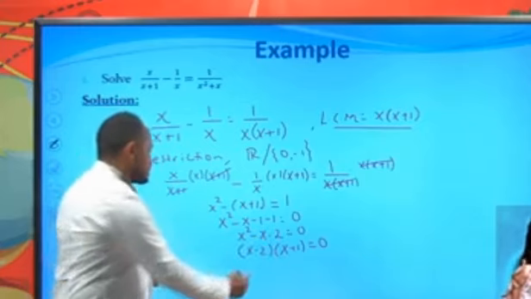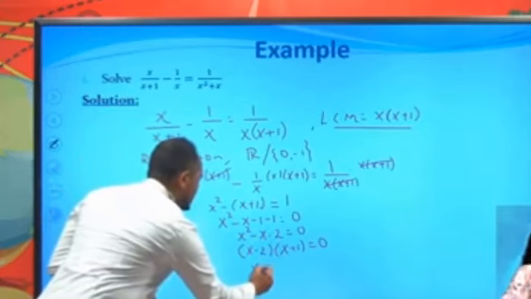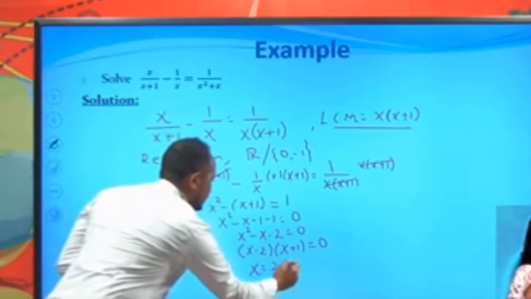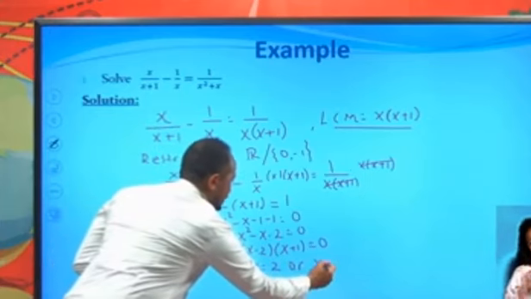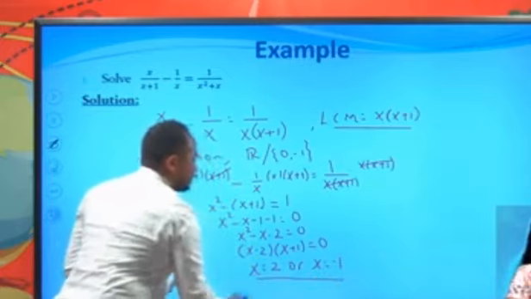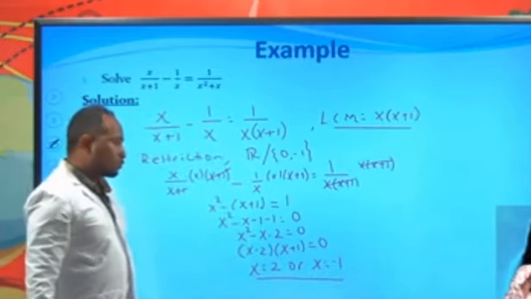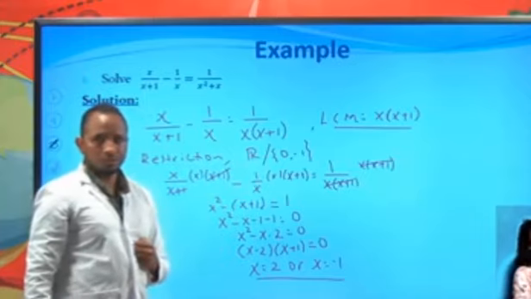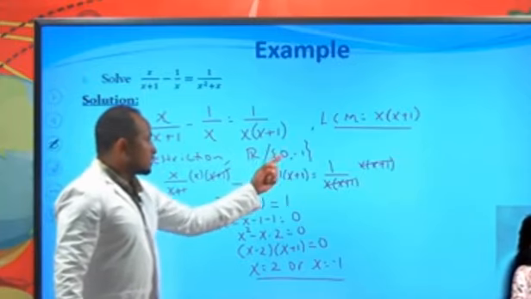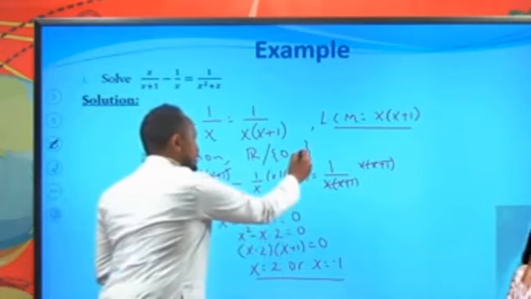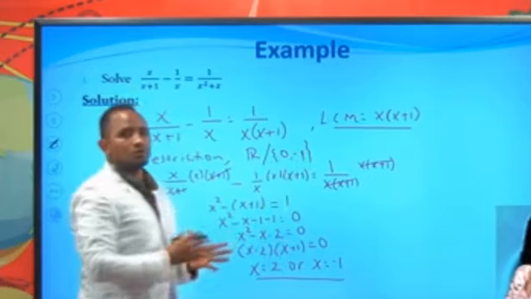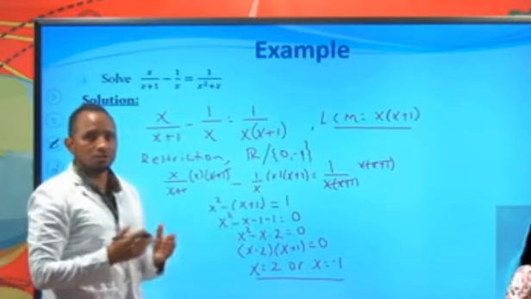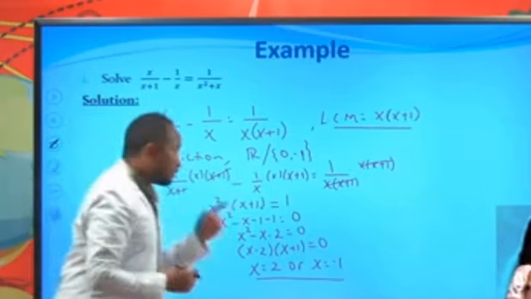So, factorizing this, you have x minus 2 times x plus 1 gives you 0. The product minus 2, the sum minus 1. Therefore, from this, the value of x is either 2 or negative 1. We have arrived at this.